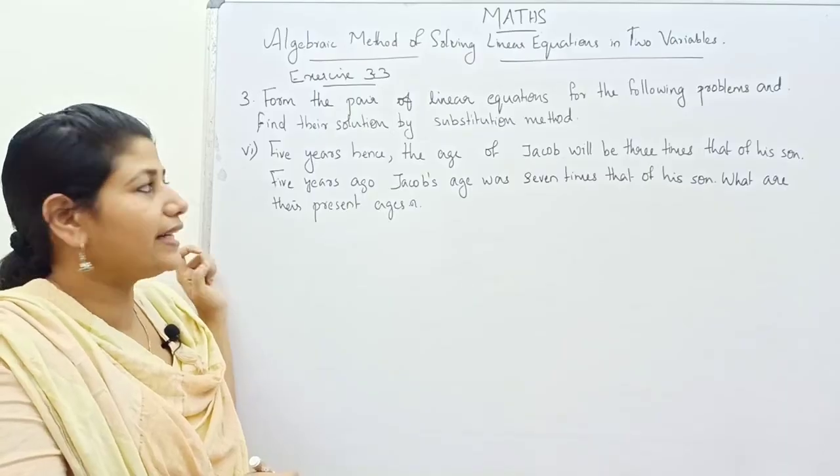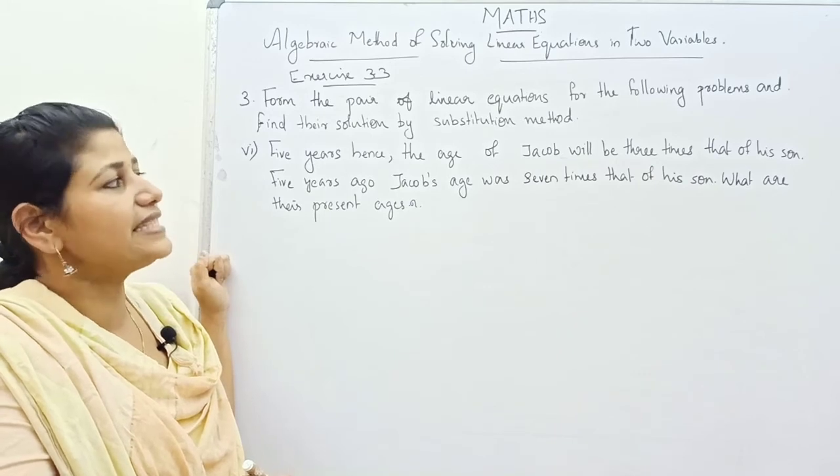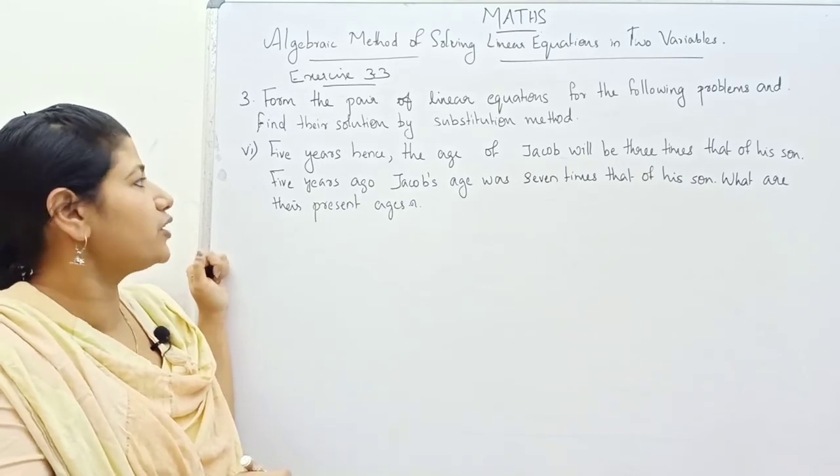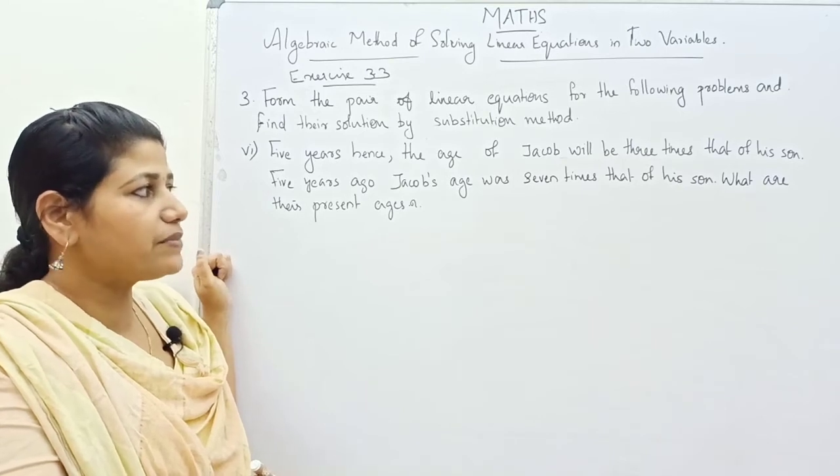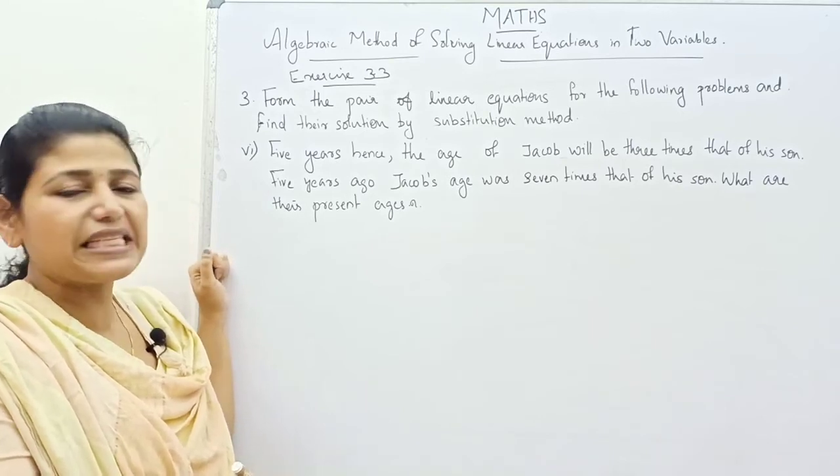The last question of that exercise. 5 years hence, the age of Jacob will be 3 times that of his son. 5 years ago, Jacob's age was 7 times that of his son. What are their present ages?